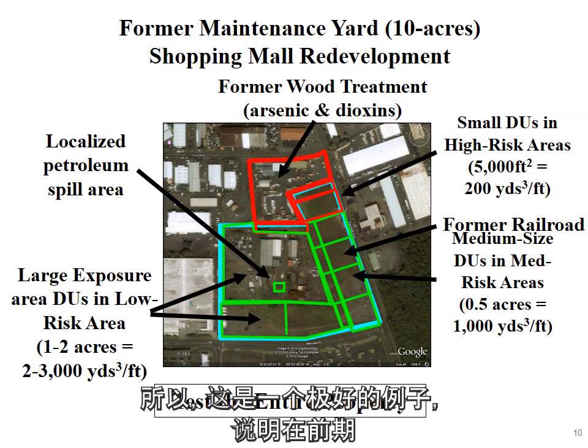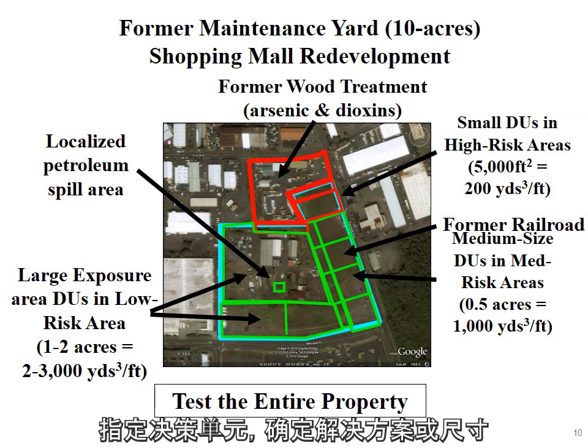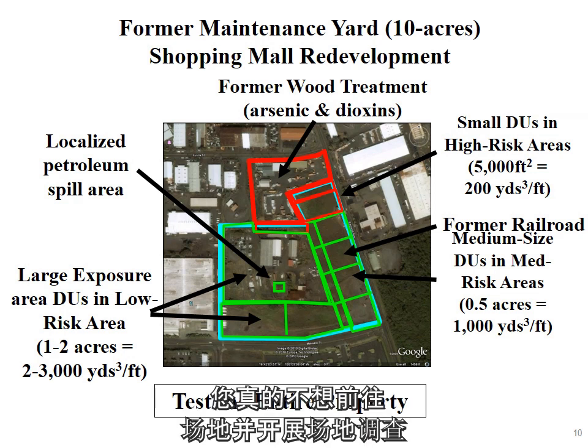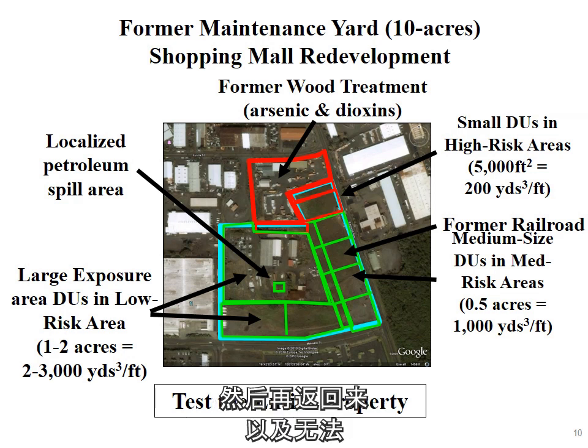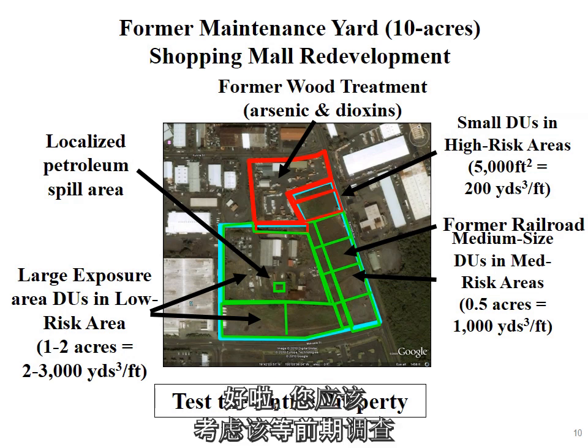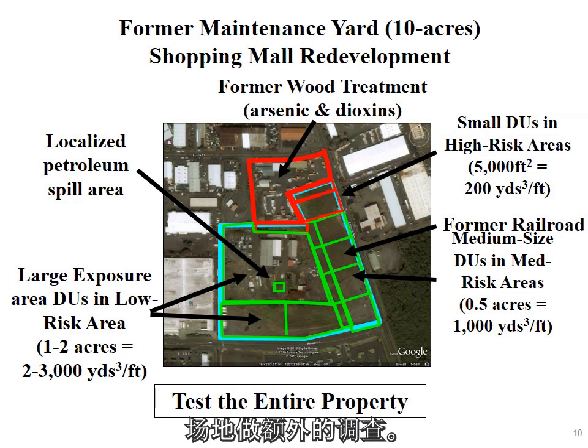So this is a great example of designating decision units up front at a resolution or a scale that you're comfortable with making decisions once you get your data back from those. You really want to avoid going in and doing a site investigation and then coming back and not being able to make a decision on a decision unit. Maybe you think it's too large suddenly. Well, you should have thought about that up front, because you want to avoid going back to do additional investigation at a site.